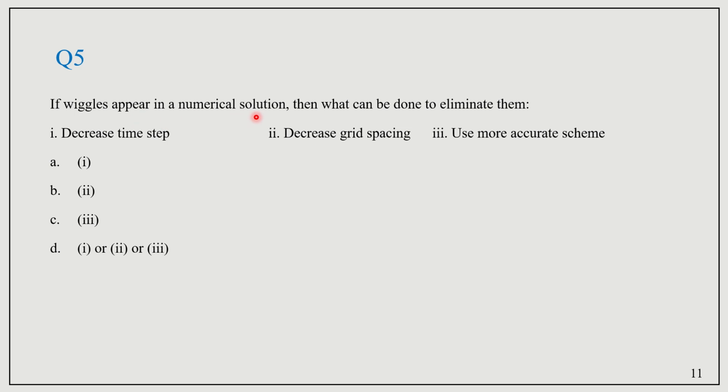If wiggles appear in numerical solution, then what can be done to eliminate them? So answer is decrease grid spacing. So it is given by option B. Option B 2, that is decrease grid spacing is the right answer. So now we will go to the next question.